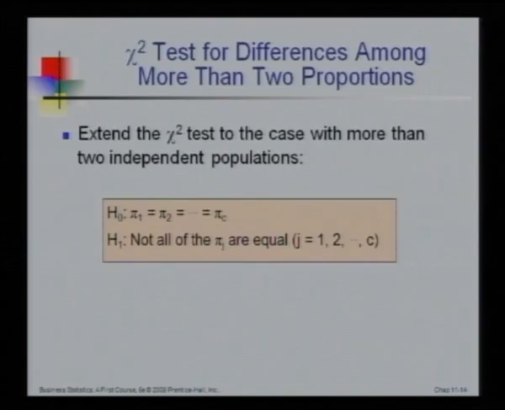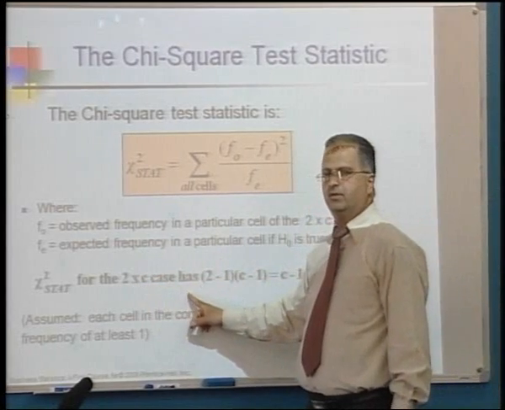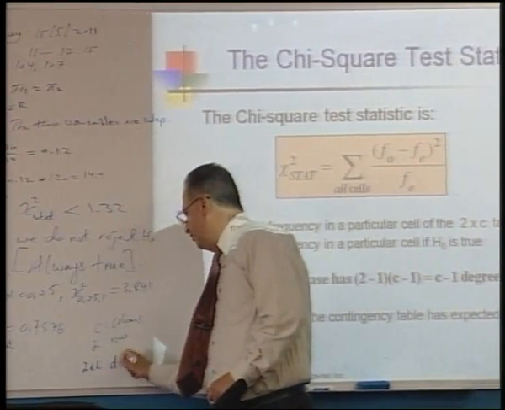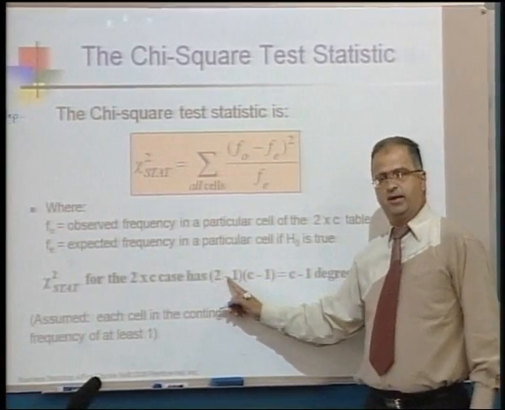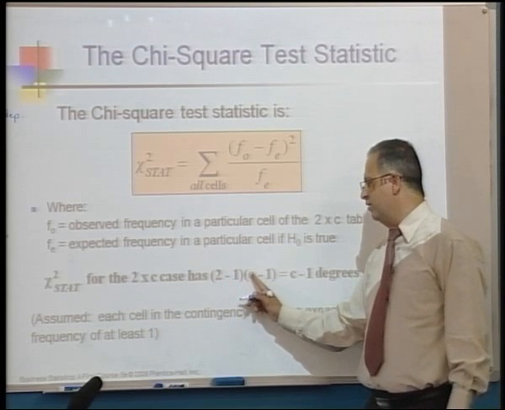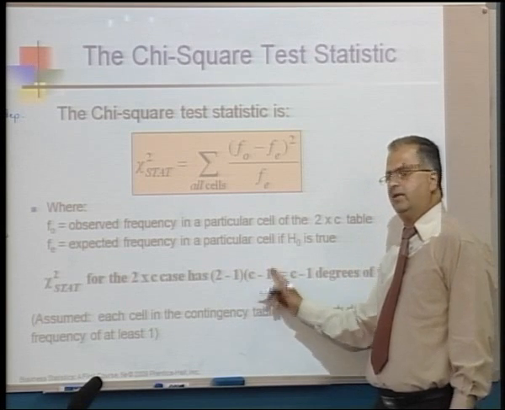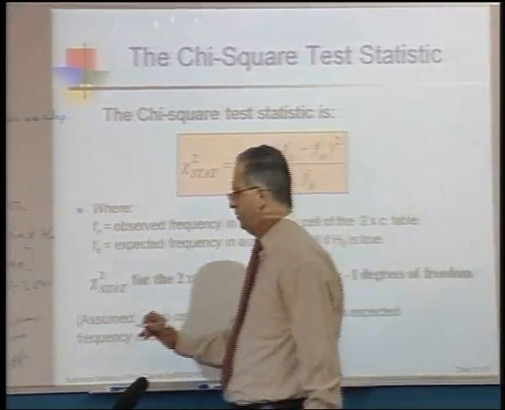Now the only difference here is the degrees of freedom for a 2 by c table. For a 2 by c table, degrees of freedom equals (number of rows minus 1) times (number of columns minus 1). There are 2 rows, so 2 minus 1, times c minus 1. 2 minus 1 is 1, so 1 times (c minus 1) is c minus 1. So your degrees of freedom in this case is c minus 1.